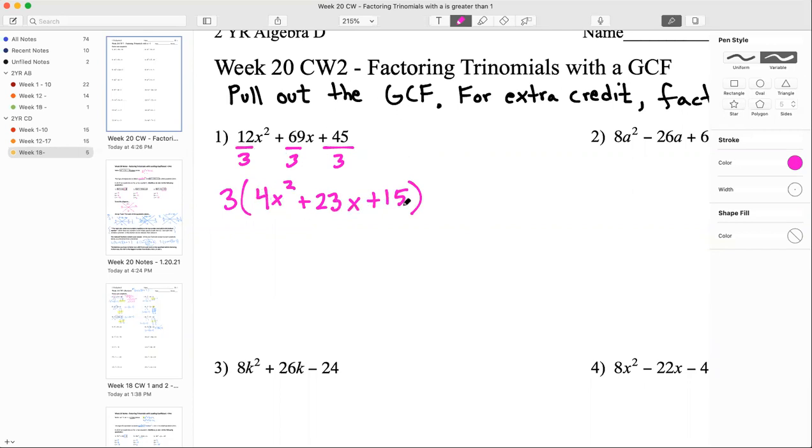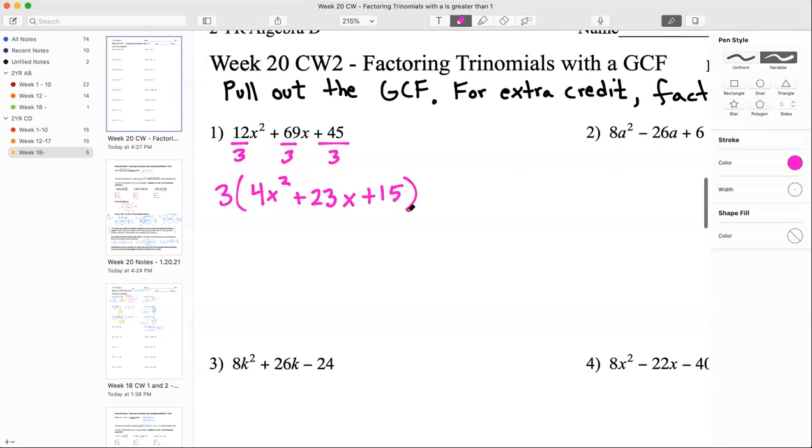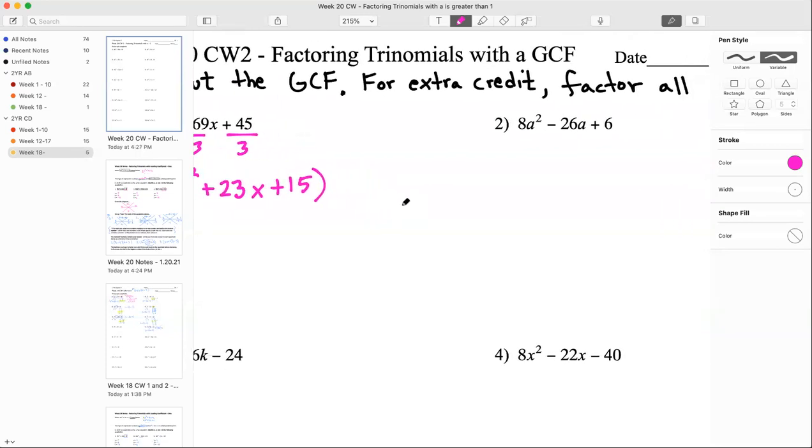Now there isn't any other number that we can pull out from all three of these terms. So what we would do if we were to continue factoring this completely for extra credit is use the star method with what is in the parentheses right here. But we're not going to do that in this video.